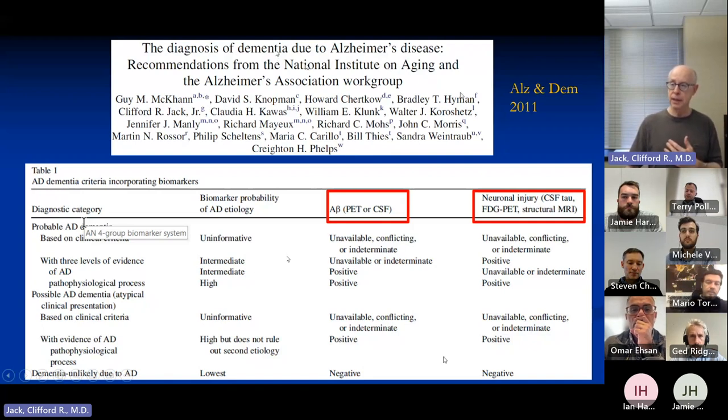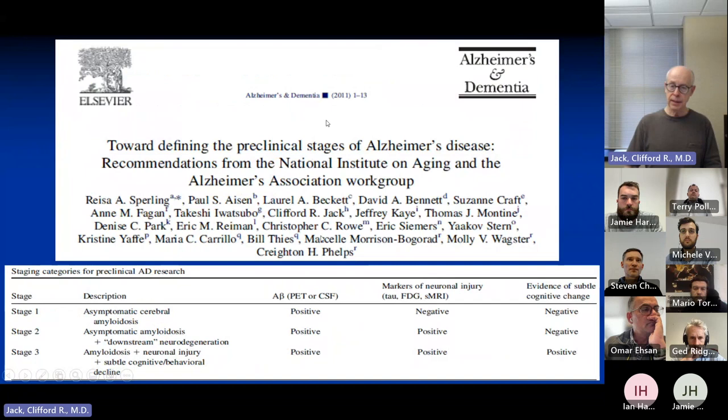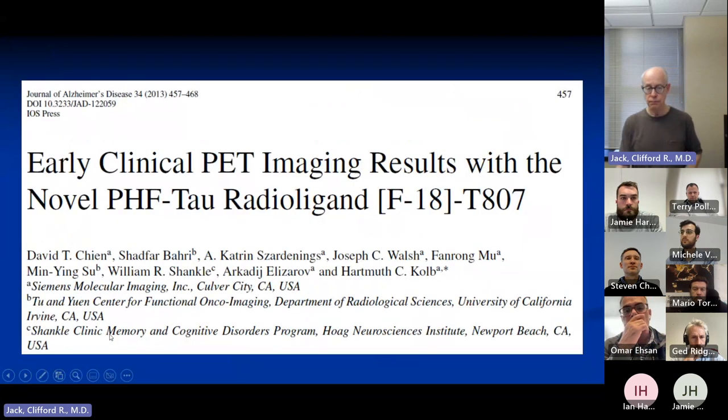I'll just span through this real quickly. This is a table from the guidelines on dementia. You can see the A and the N. Guidelines for mild cognitive impairment. You can see biomarkers of A-beta deposition, A and N. And then finally, in the preclinical guidelines, staging of preclinical disease was based on this notion of amyloidosis, A plus and minus. Stage two then was A plus, N plus, amyloidosis plus evidence of tauopathy or neurodegeneration.